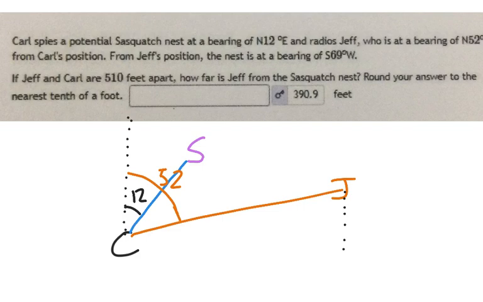And they tell us that Jeff and Carl are 510 feet apart. Now, how far is Jeff from the Sasquatch nest? Let's call this side A. We know that sine 40 over A has to equal, we'll call this one gamma, sine gamma over 510. But you've got two unknowns. Now, if we can only find angle gamma, which we can.